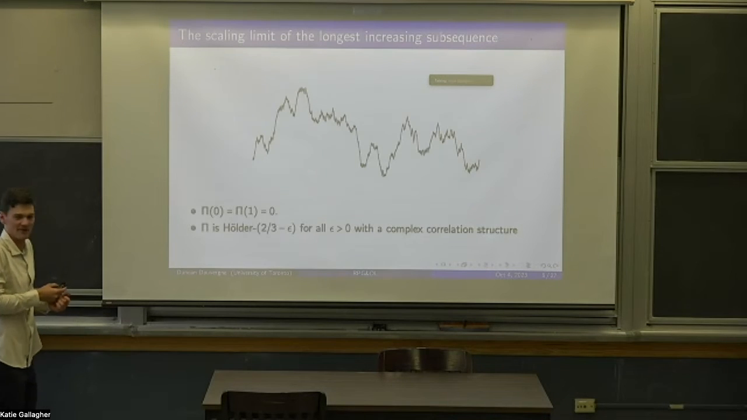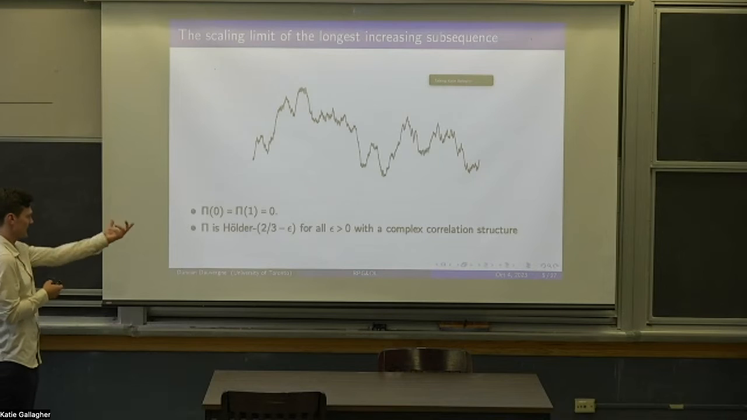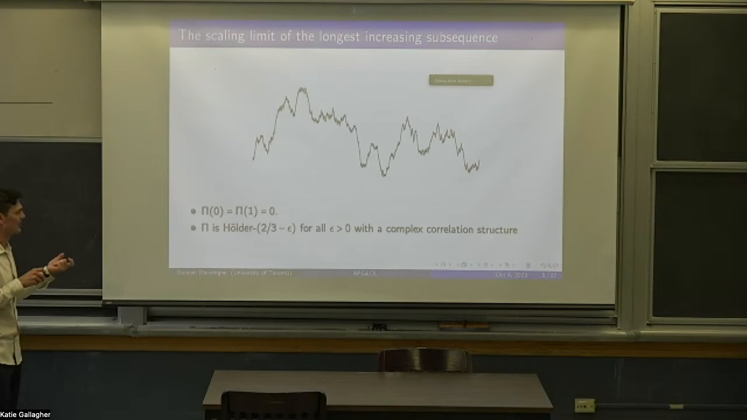So what usually happens in probability in these situations? The first guess would be, okay, we have a function going from [0, 1] to R. Our first guess should be maybe this is like a Brownian motion or a Brownian bridge or something like that. It turns out it's much smoother than Brownian motion. So Brownian motion is Holder almost a half, so it's Holder 1/2 minus epsilon for every epsilon. This guy here is Holder almost 2/3, so Holder 2/3 minus epsilon for all epsilon.